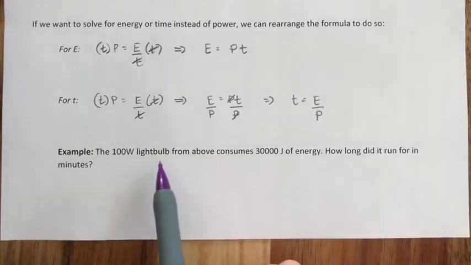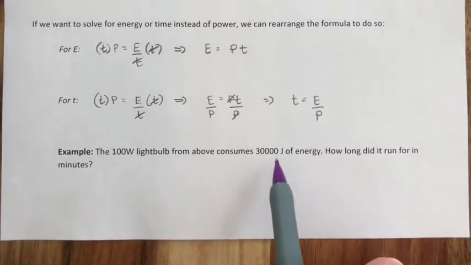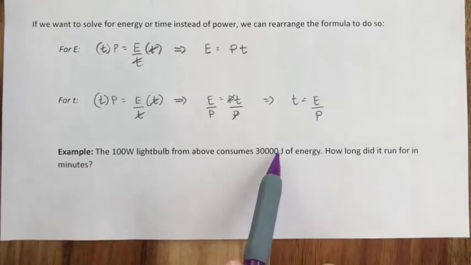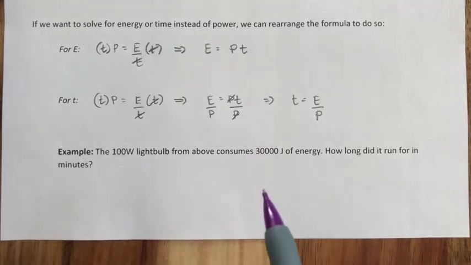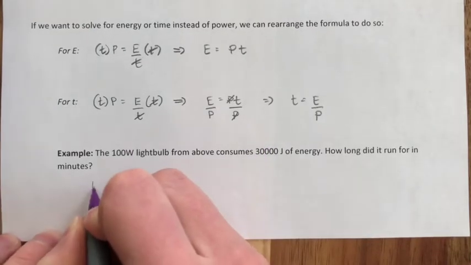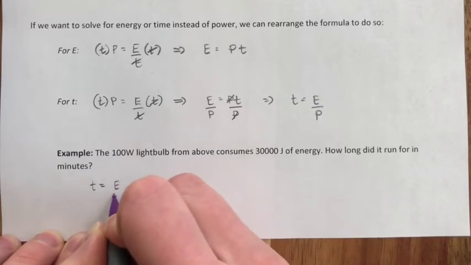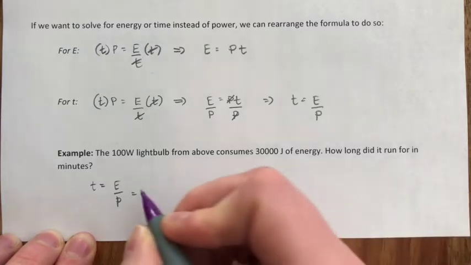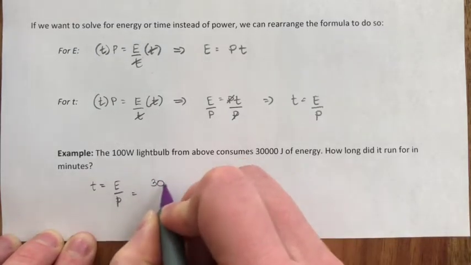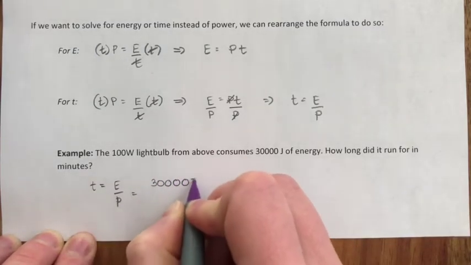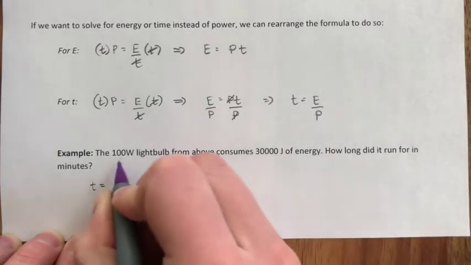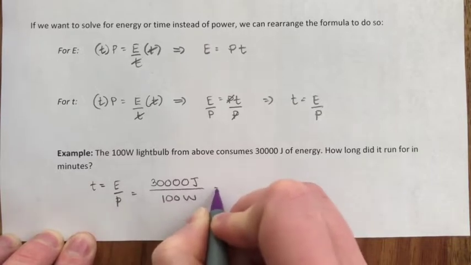The 100 watt light bulb from above consumes 30,000 joules of energy. How long did it run for in minutes? So now we can solve for the amount of time that it consumed that much energy based on its power rating. So again, I'm going to start with my formula. T equals E divided by P. Then I'm going to substitute in, and I'm going to include my units. So E equals 30,000 joules. And then P is the 100 watts from before.